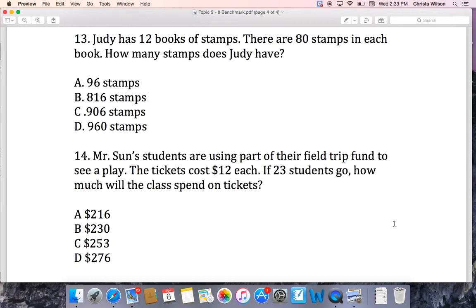13. Judy has 12 books of stamps. There are 80 stamps in each book. How many stamps does Judy have? A. 96 stamps, B. 816 stamps, C. 906 stamps, D. 960 stamps.